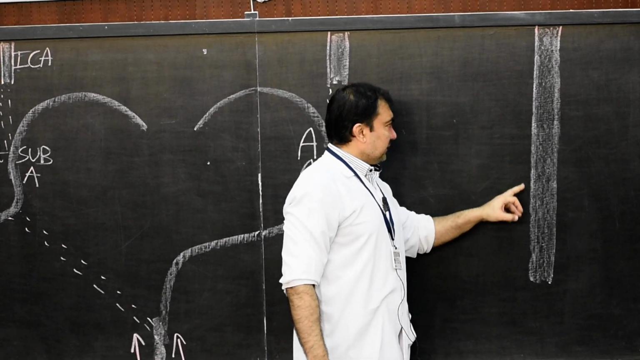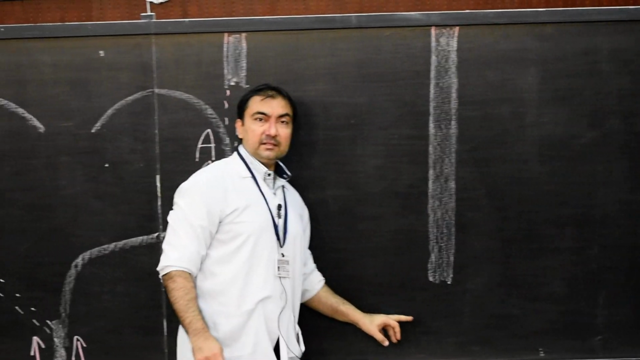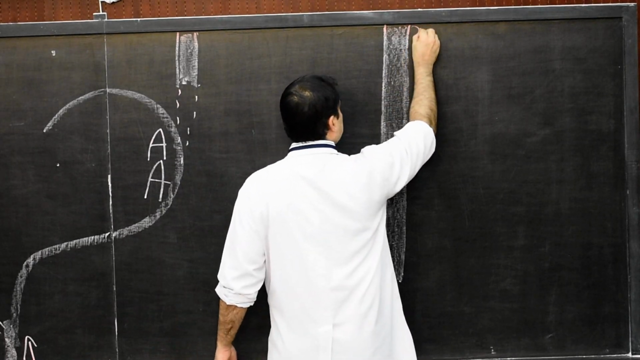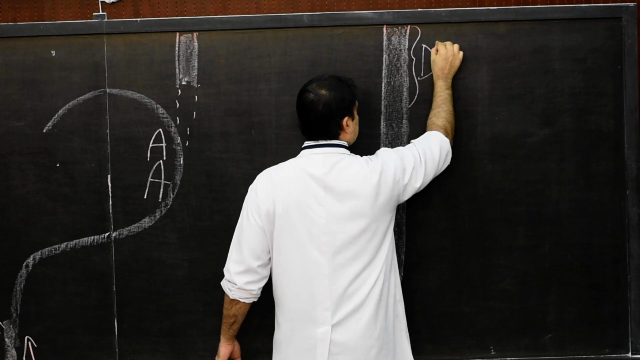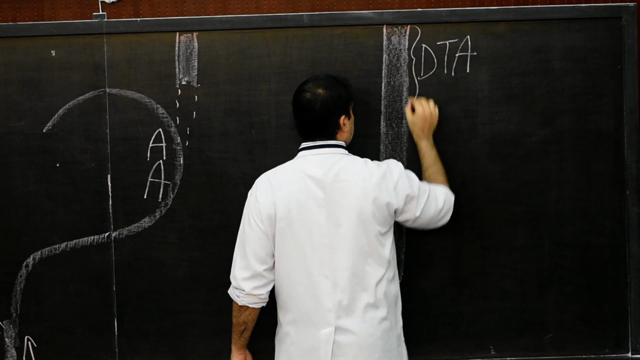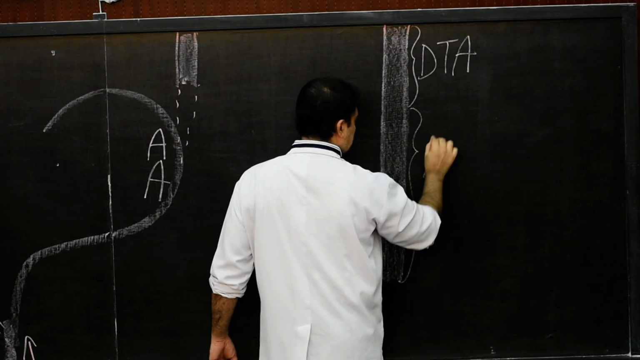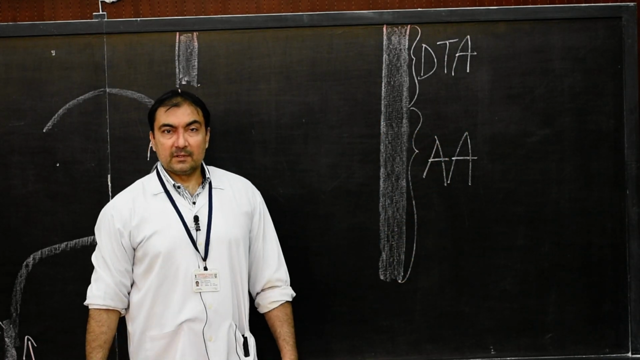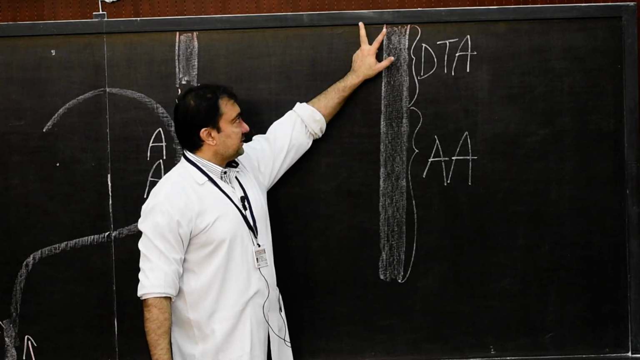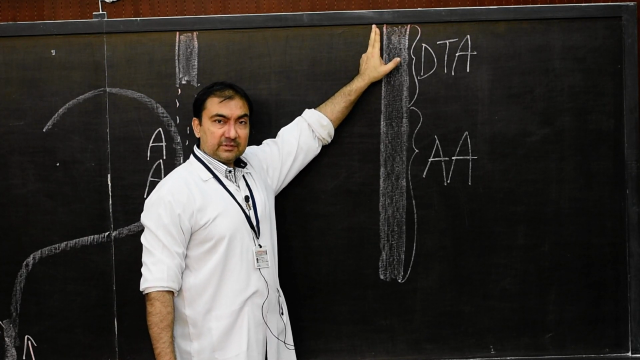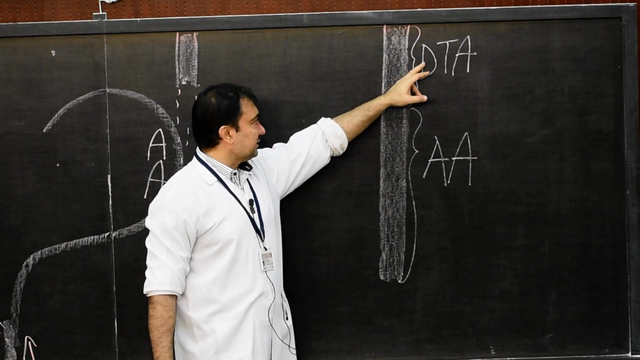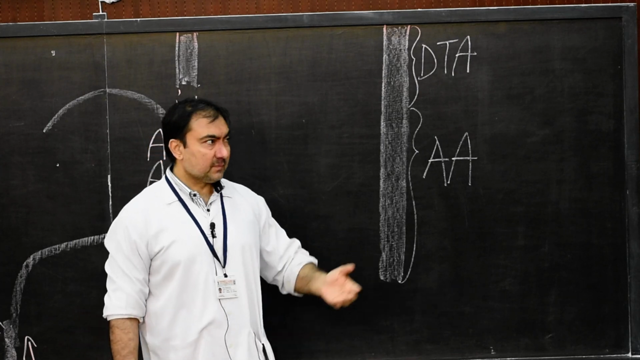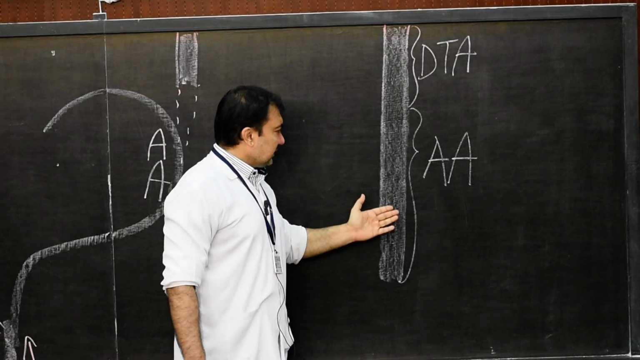Now this dorsal aorta will become the descending thoracic and descending abdominal aorta. So what will it develop into? Here we can write descending thoracic aorta, and after that abdominal aorta. From the level of the junction of the right and left dorsal aorta, it will continue down as the descending thoracic aorta and abdominal aorta.